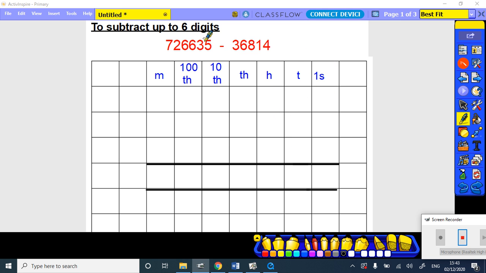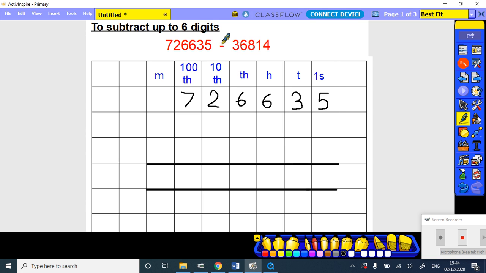With subtraction, it is vital that you have the larger number on top. So we shall start there. Here, I'm going to start with the ones, and there are 5 ones. So I shall place them in the ones column. Next, we have 3 tens. We have 6 hundreds. There are also 6 thousands. We have 2 10,000s, and we have 7 100,000s.